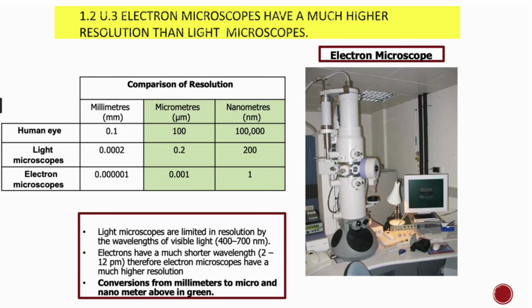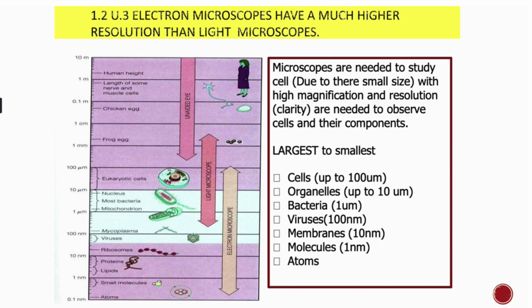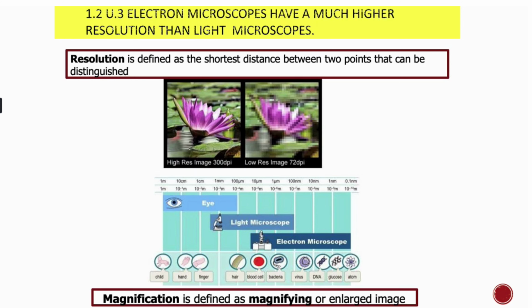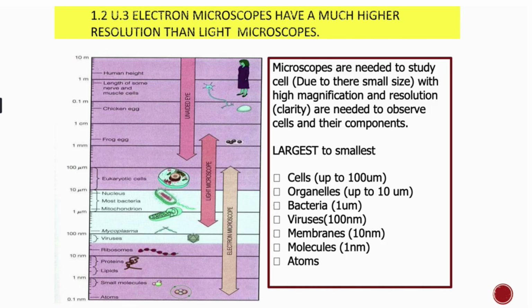Light microscopes are limited in resolution, but electron microscopes have much shorter wavelengths and much higher resolution. What is resolution, guys? Resolution is seeing the picture clearly. With a high resolution, we see the picture in a nice way, but with a low resolution, we see it blurry. Magnification is defined as an enlarged image. Remember that microscopes with high magnification and resolution are needed to observe cells and their components.